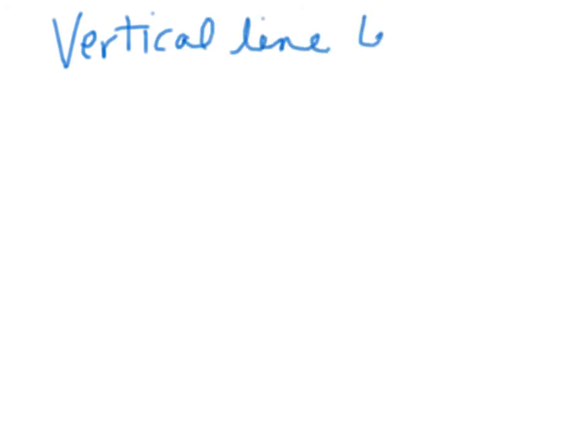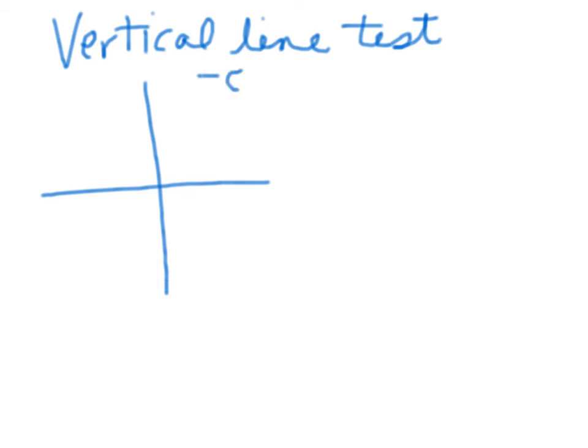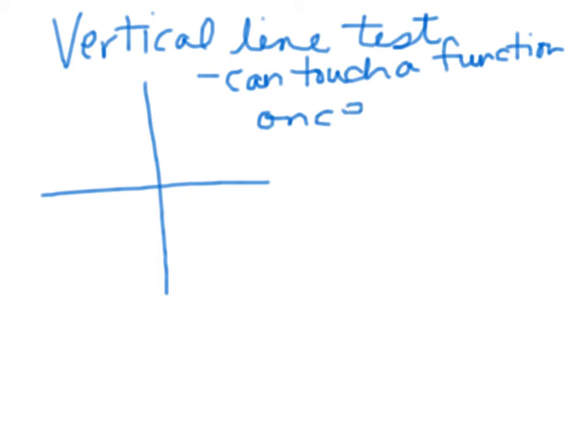Okay, now if you're looking at a graph, trying to identify whether something is a function or not, we want to look at the vertical line test. Right here is my graph. Now, the vertical line test says that a vertical line can touch a function only once. Once and only once. Okay, so if I'm using this as my graph, any vertical line would only touch this graph one time. So that is a yes, it is a function.